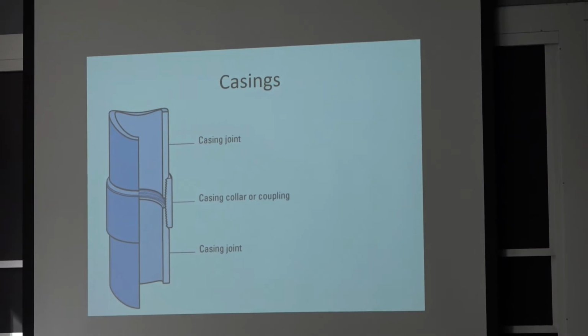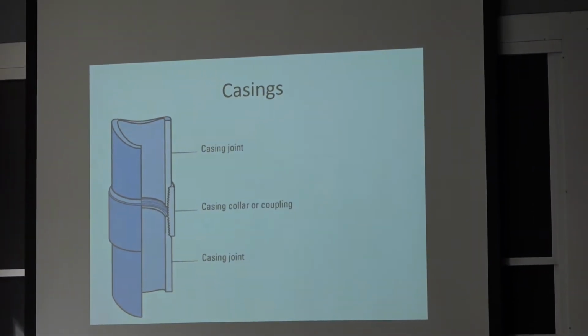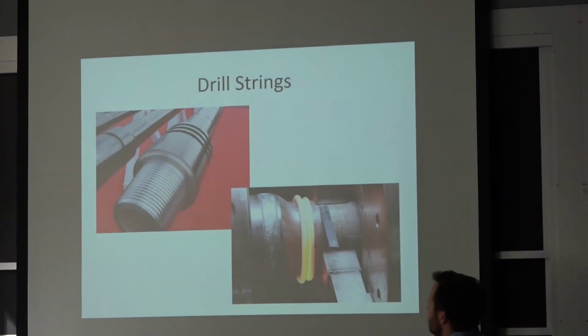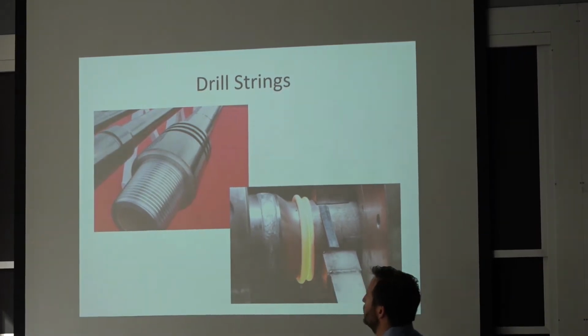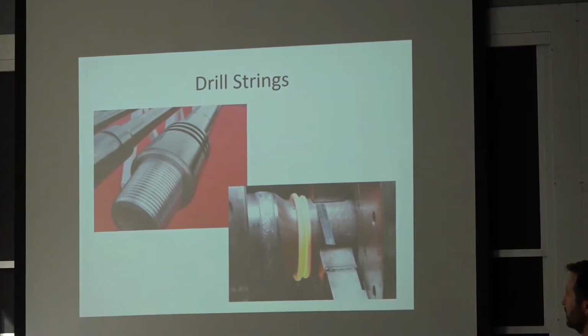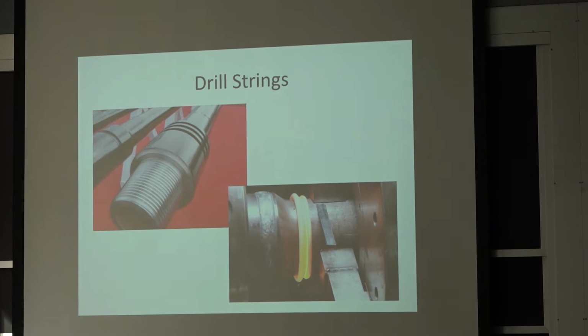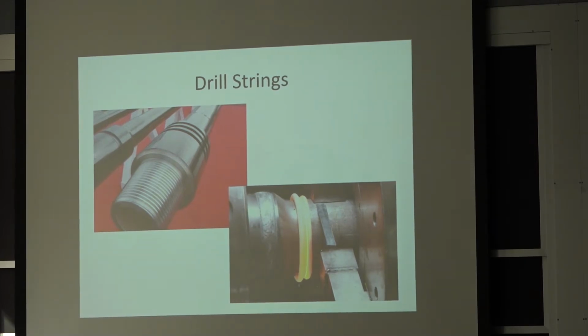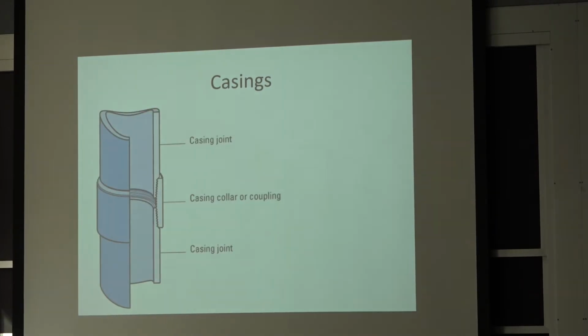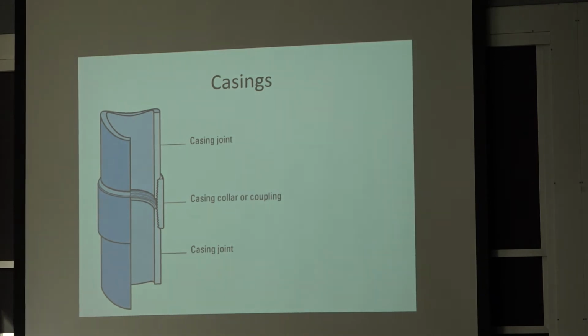There are other types of joints. So this one here, when you make the thread, one piece comes into the other, and that's used a lot for drilling. These are very demanding applications. Let's say we take a step down, and all we're trying to do is to install a pipe in the hole for production. So you lower it there, and it's going to be used permanently.